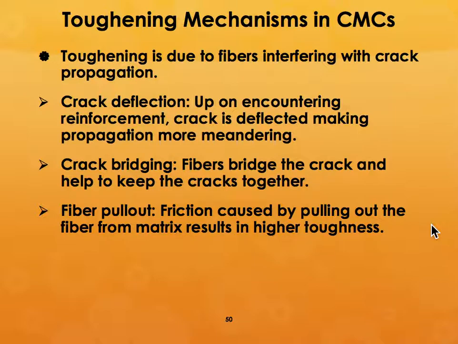The next one is, suppose you have the component in fatigue and there is a crack moving from one point to another and the fibers have still not failed. So they will start pulling and diffusing the crack and diffusing the energy of that crack. So that will also toughen the material. So this is basically the friction caused by pulling out the fiber from the matrix, and that will also result in a higher toughness for the component.